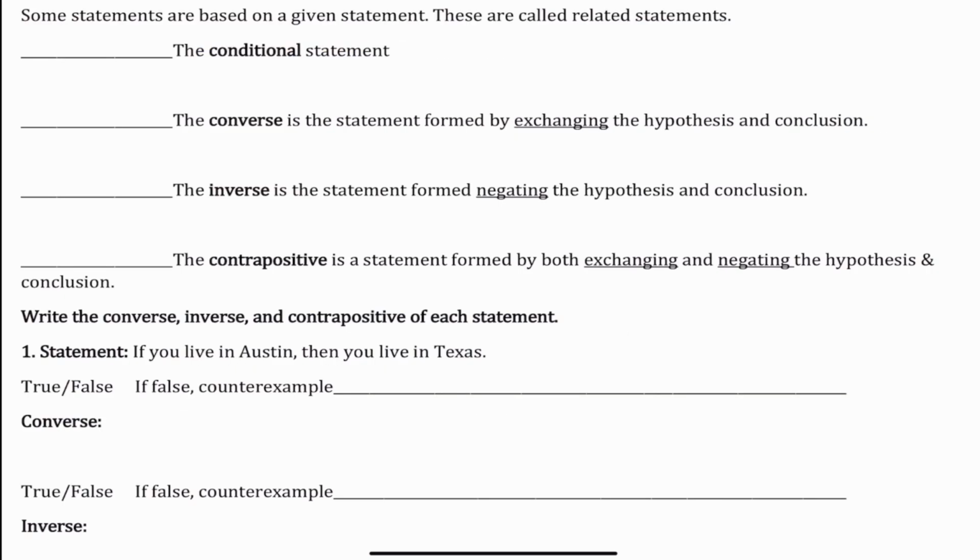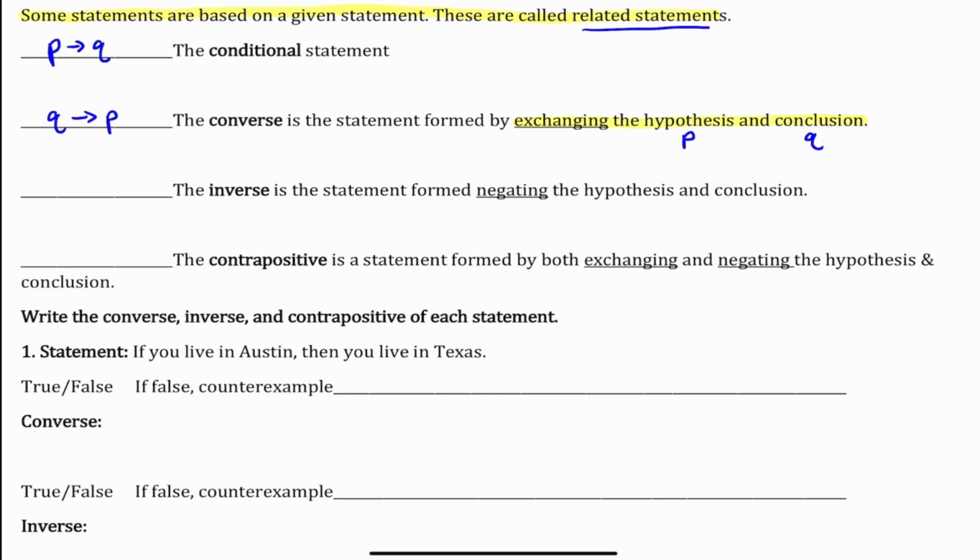Some statements are based on a given statement. These are called related statements. The conditional statement is always in the form if P, then Q, which we talked about in 3.1. The converse is the statement formed by exchanging the hypothesis and conclusion. The hypothesis is always P, and the conclusion is Q. All I need to do, if I'm writing the converse, is just exchange the hypothesis and conclusion. And that would look like this. If Q, then P.